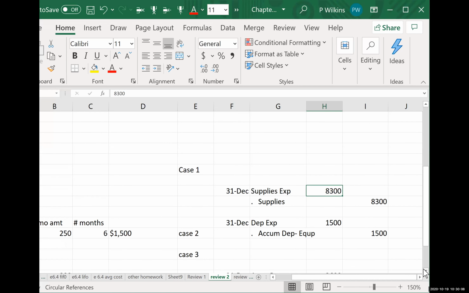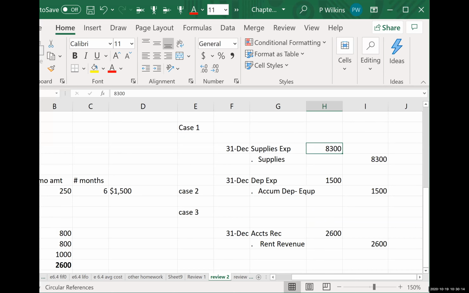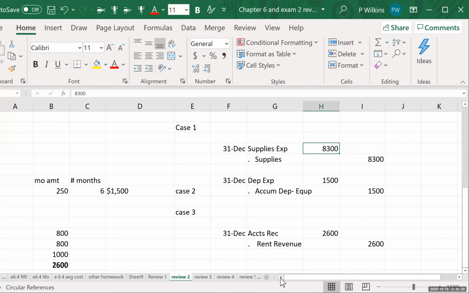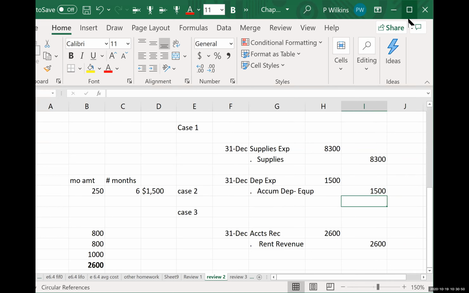Okay. So for the next one, I'm just moving over here so you can see it. We've got $800 plus $800 plus $1,000, so a total of $2,600. So we are going to debit accounts receivable, $2,600, and we are going to credit rent revenue, $2,600. Okay. So that's that one, and that's it for that problem.